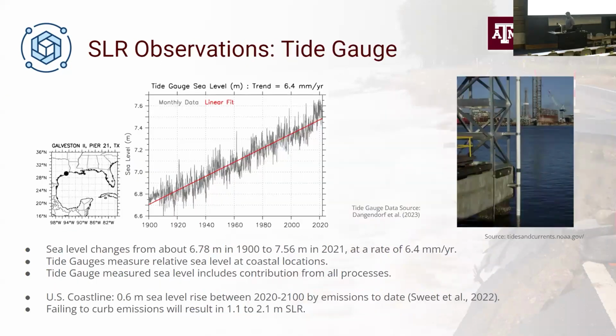So let's start with a practical example. This time series that you see here is taken from a tide gauge station in Galveston. This tide gauge station started recording data from the 1900s, and this time series goes on till 2021. Tide gauge stations like this are available, with data available for all around our coast. The only issue is that these records are not continuous. If there is a problem with the tide gauge, there will be a break in the data.